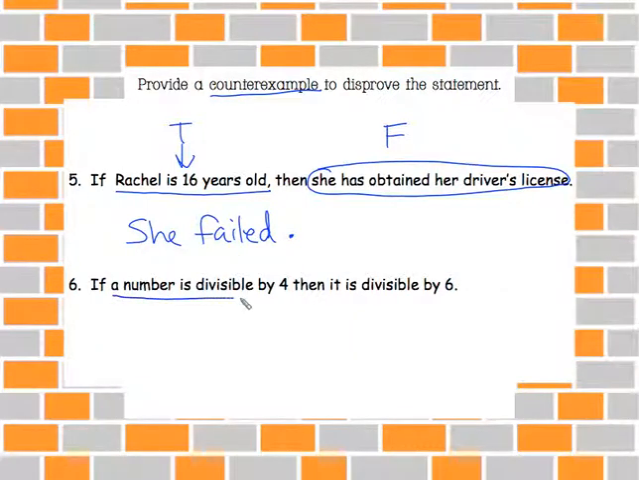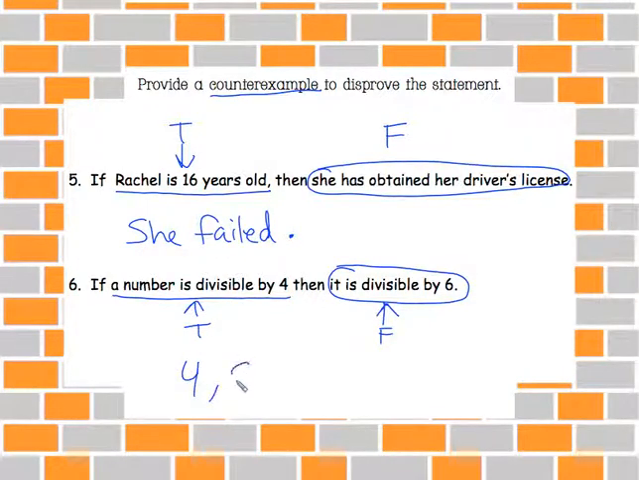If a number is divisible by 4, then it is divisible by 6. So you need a number that is divisible by 4 and not divisible by 6. So 4 would work, 8 would work, 20 would work, any of those would work. 12 wouldn't work because it's divisible by 6, so you need that part to be false. You couldn't say 30 because that's not divisible by 6 or by 4. So it has to be divisible by 4, but not divisible by 6.